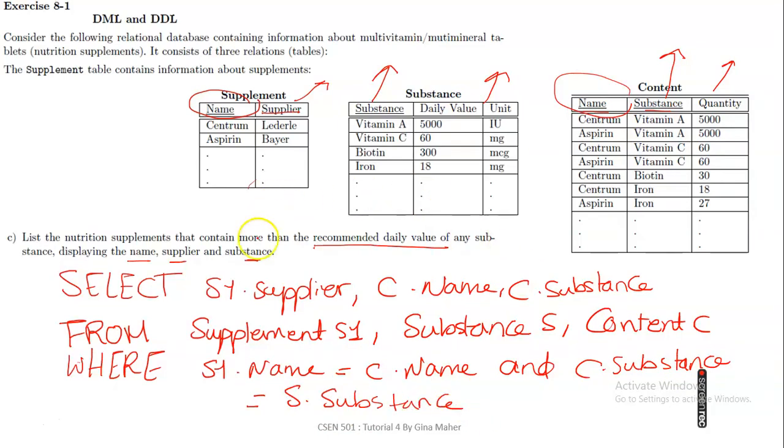No, because we want the data of the supplements that contain more than the recommended daily value. So we want the quantity, the rows which have quantity more than the daily value. So we are going to state that and C dot quantity greater than S dot daily value. Okay.